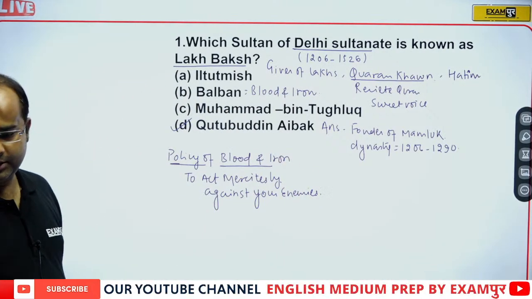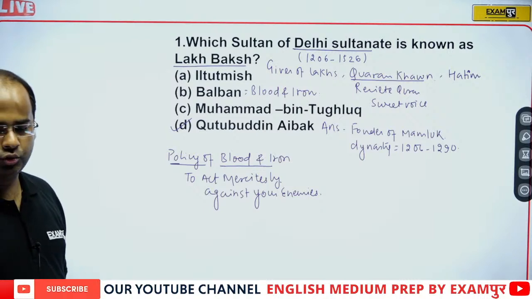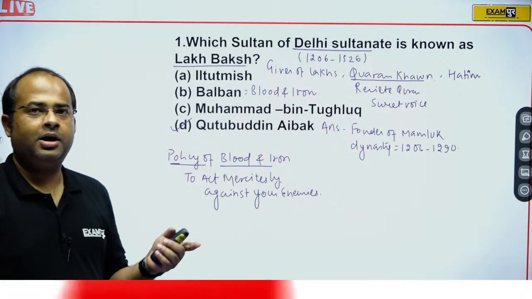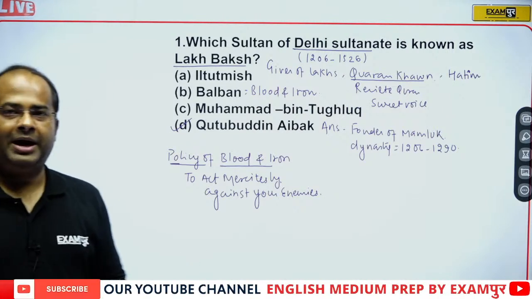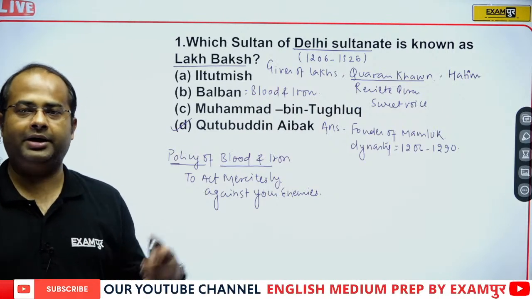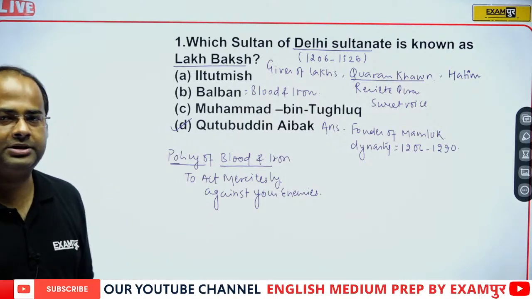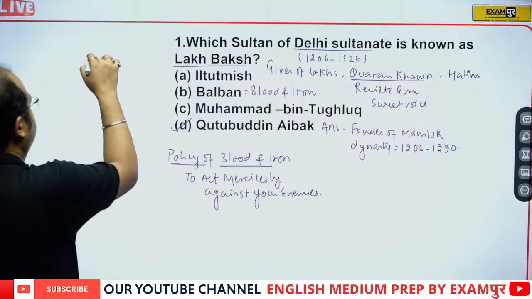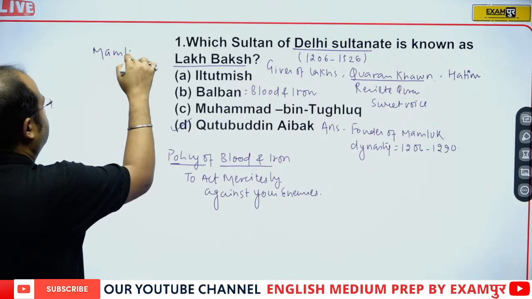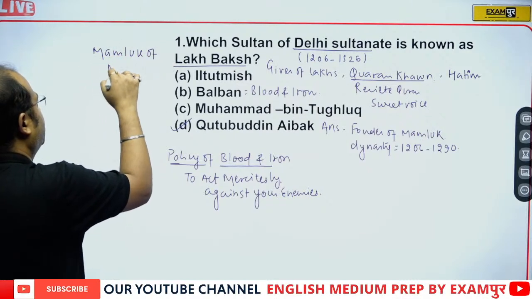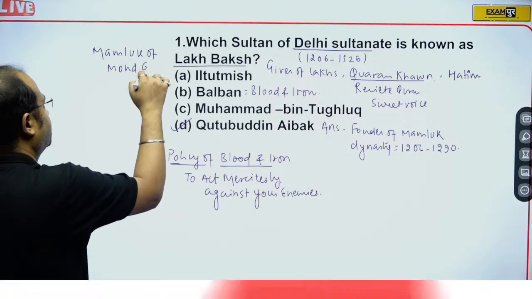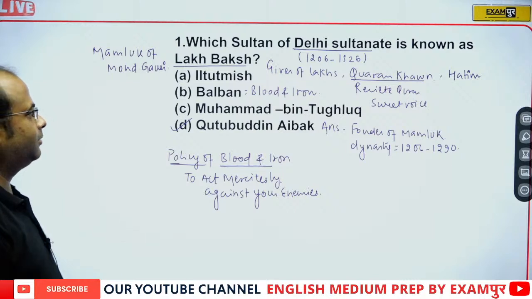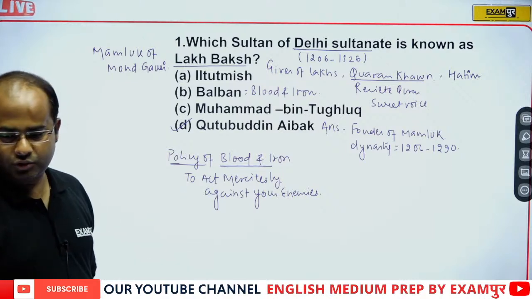Therefore, guys, the correct answer will be option D, that is Kutubuddin Aibak, who was known as Lakh Baksh. Other than this, he was known as Quran Khwa and his nickname was Hatim, and he was the founder of the Mamluk dynasty and a Mamluk of Muhammad Gori.